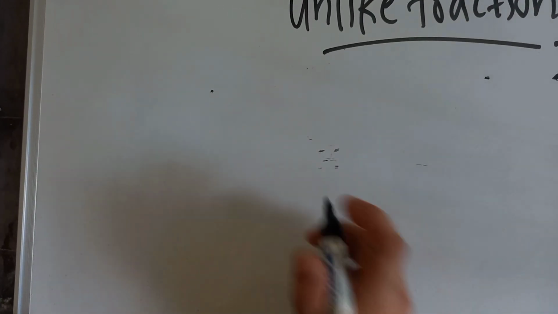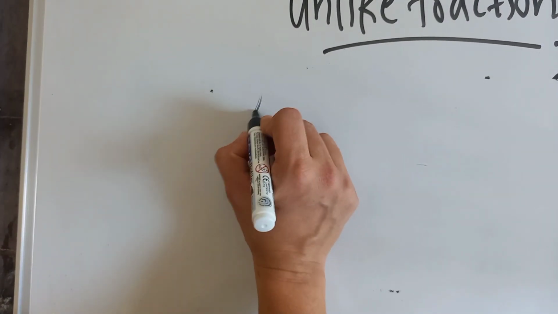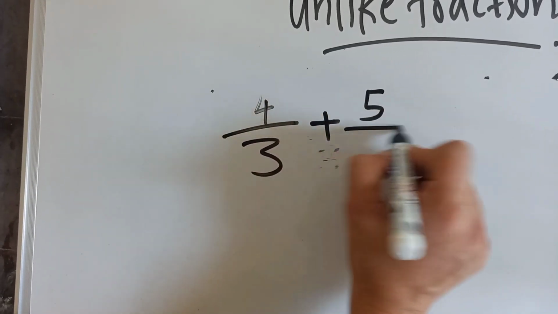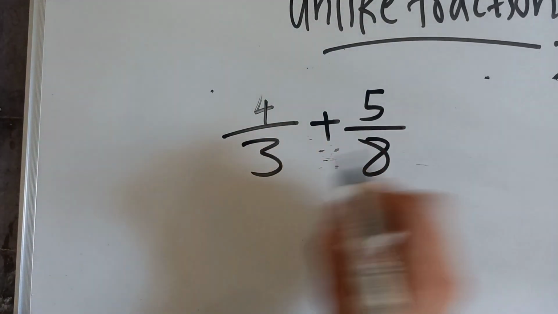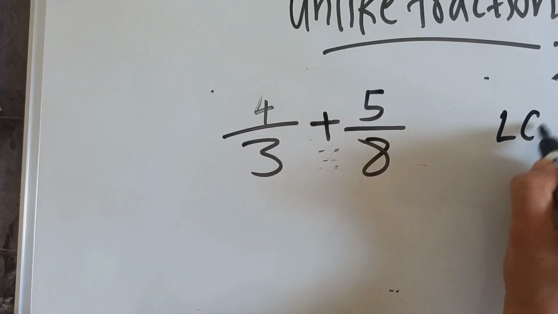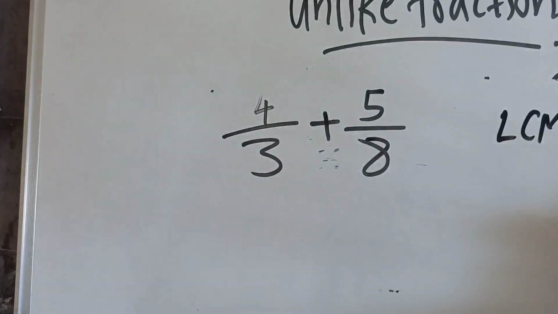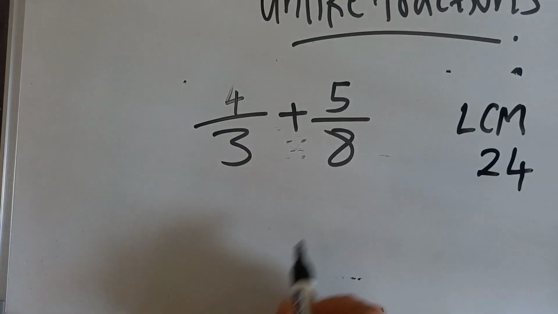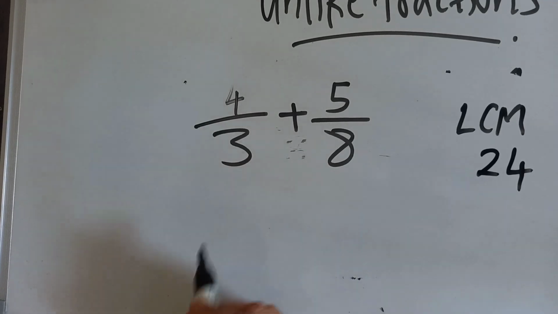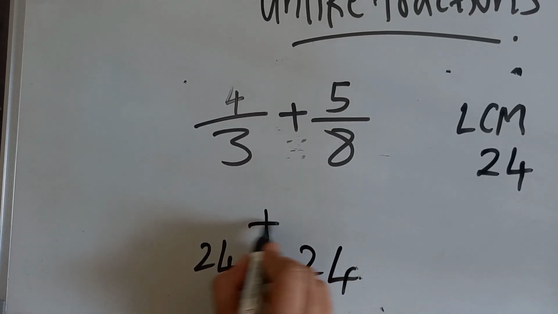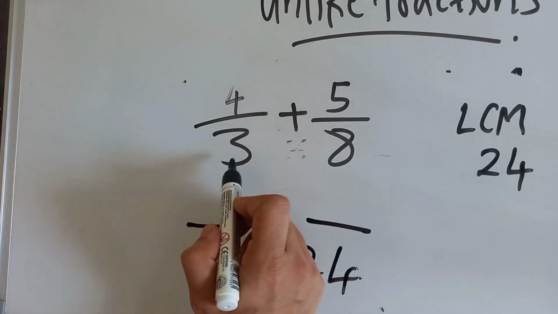Now we can see one more example for adding unlike fractions. Let it be 4 divided by 3 plus 5 divided by 8. Okay, so the denominators are 3 and 8. Checking the denominators, you can find the LCM. The LCM for 3 and 8 will be 24. So both denominators you have to convert into 24.